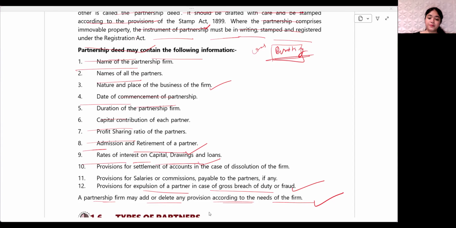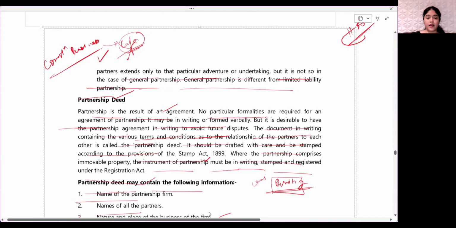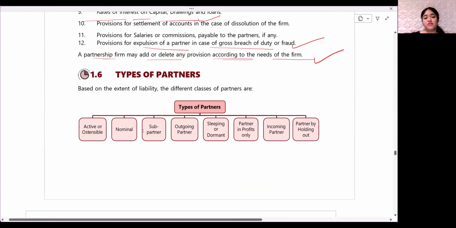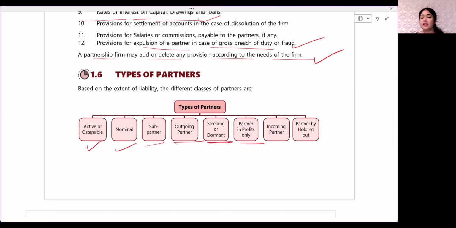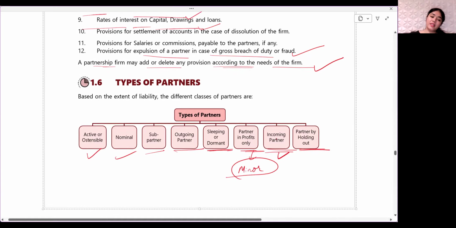Types of partner. So the types of partners are active, ostensible, nominal, sub-partner, outgoing partner, sleeping or dormant partner, partner in profit only. Who are partner in profit only? He will share profit only. Minor. Minor can be considered as partner in profit only. Incoming partner, the partner who is joining your firm now. Partner by holding out. All these types we'll be seeing now.